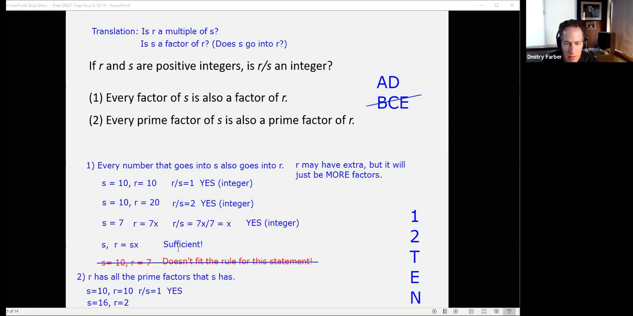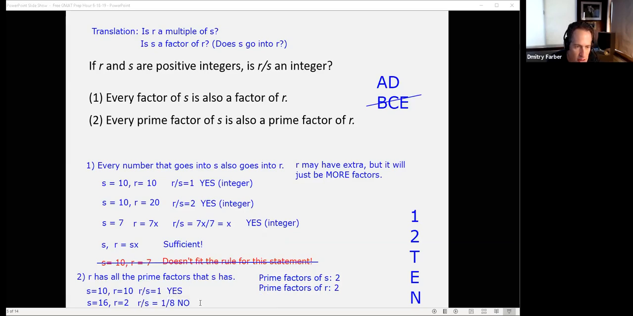This is a sneaky thing, right? Now, obviously R doesn't have as many 2's as S, but if I said, what are the prime factors, not the prime factorization, but prime factors of S, they'd just be 2. And what are the prime factors of R? 2. So R has all the same prime factors as S, but S doesn't go into R anymore, right? So now I have R over S, not an integer, it's 1/8, that's a no.